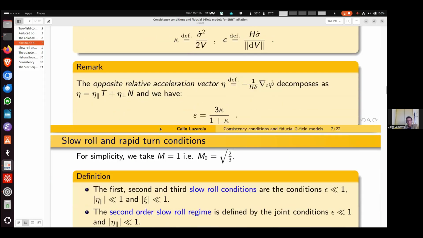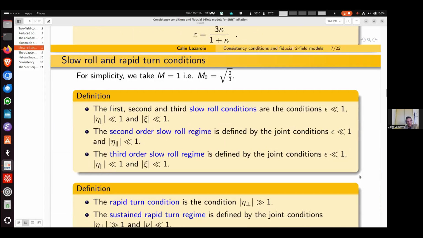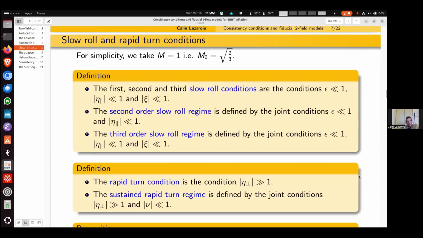Good. So there's a certain quantity. There's a remark which is not going to be important, so I skip over that. So finally, let me mention the slow roll and repertoire conditions. These are the conditions that physicists use, which will appear in the definition of what we call SRRT inflation, which is really the kind of inflation they want to have. So this is where the physics come in.